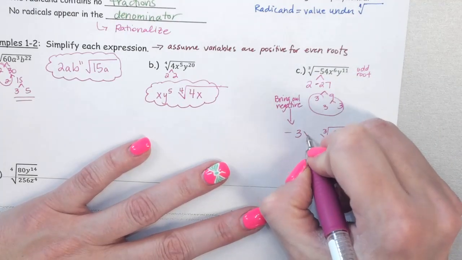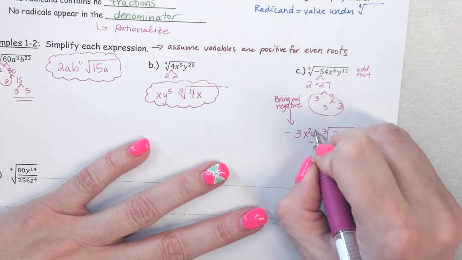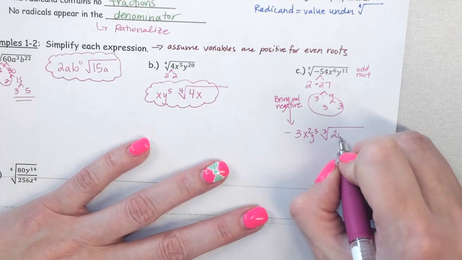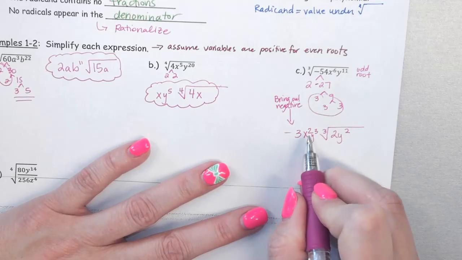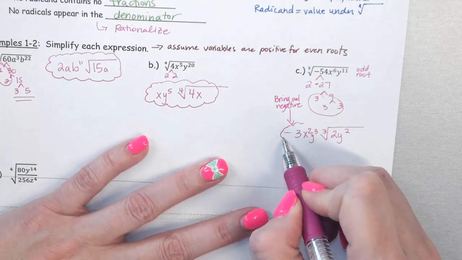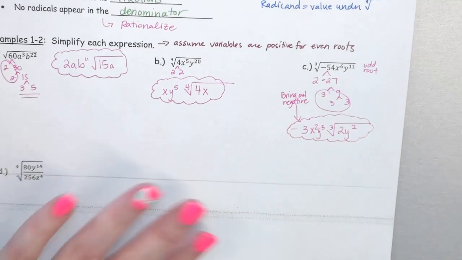Okay, and then you should have x squared. You should have y to the third. And then there are 2 y's left inside. So negative 3x squared y cubed. Okay, and if again things are too scrunched or you need to rewrite it again in the next step, that's okay.